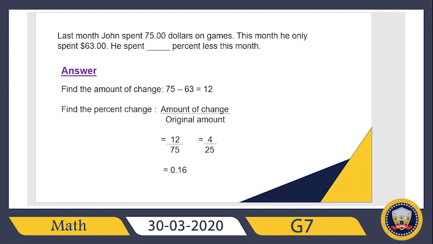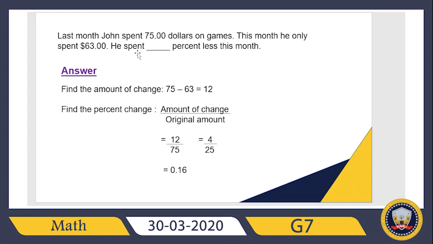Last month John spent $75 on games. Like, for example, Ashour and Amin went to play PUBG, and they spent about $75 on games, for buying new games. This month he only spent $63. Poor thing, this month it was a little less. He used to pay $75 last month, but this month he paid only $63 on games.